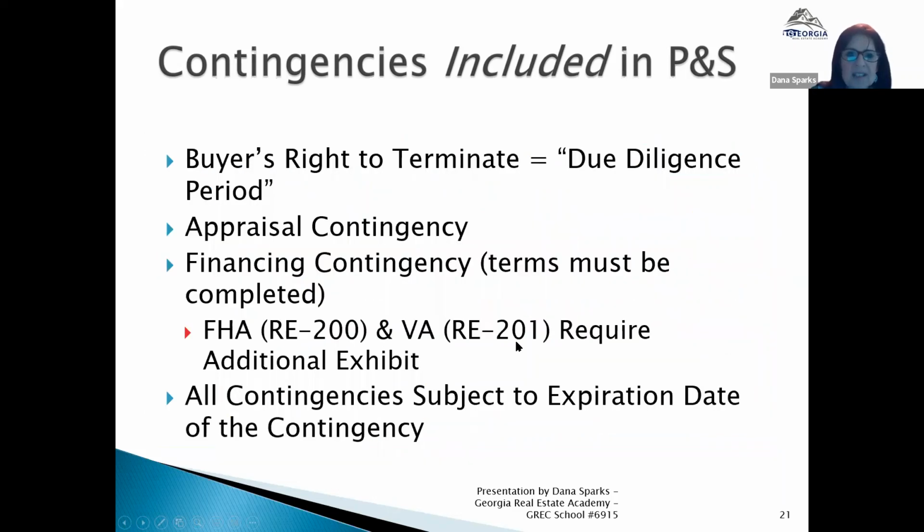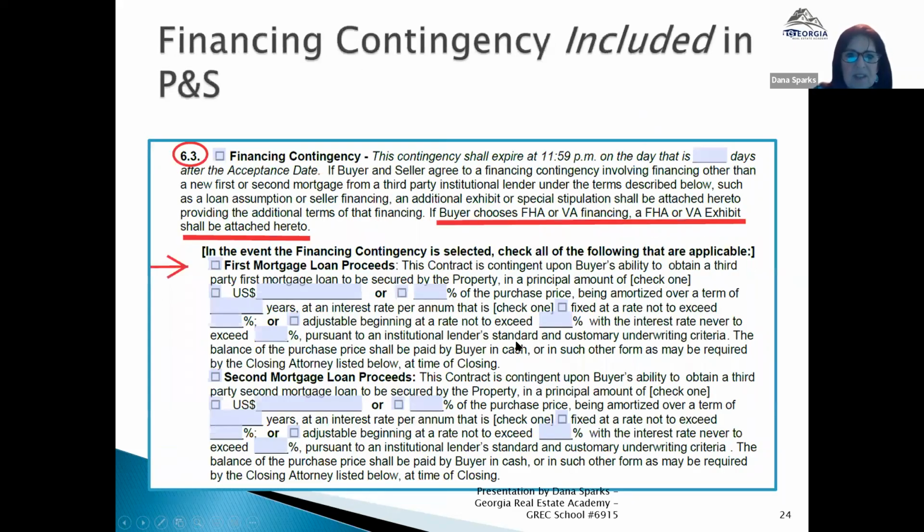And then also the next section does have where you fill in the amount of how much they are financing, how many years, adjustable or fixed, and so forth. I will give you one caveat. If the buyer is getting an FHA or VA insured loan, you do need an FHA or VA exhibit. But if it is conventional, you don't need anything else.